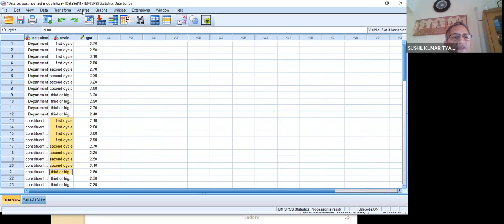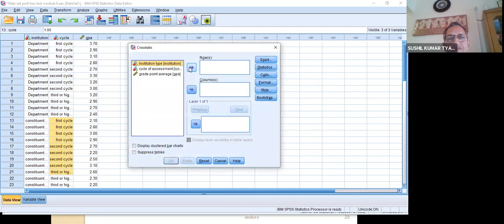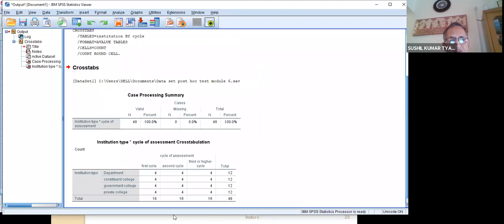If you want to check this sample size, equal cell size, go to descriptive, cross tab. Institution versus cycle cross tabulation. You will get this: 4, 4, 4 in each row for the first four institutions, with totals of 12 each. So this is an example of two-way ANOVA of equal cell size, a 3 by 4 ANOVA.